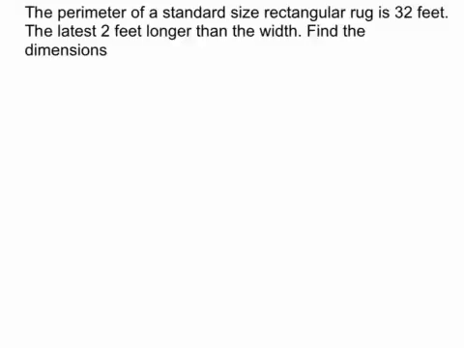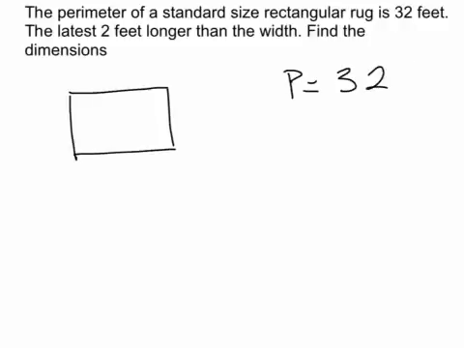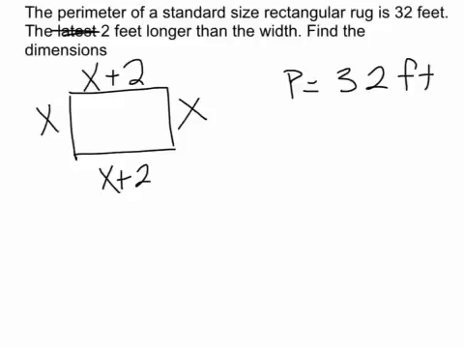The perimeter of a standard size rectangular rug is 32 feet. So here's a rug, and I know that the perimeter is 32 feet. The length is 2 feet longer than the width. So if the width is x, then the length is x plus 2. The length is x plus 2, and the width is x.